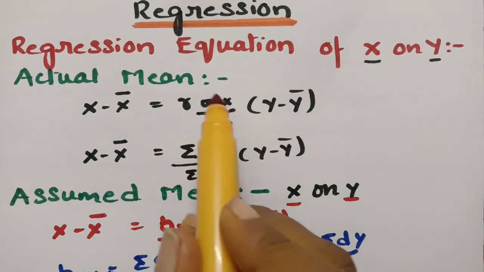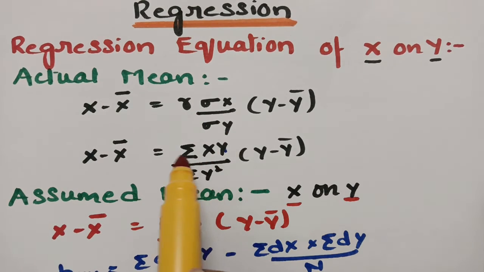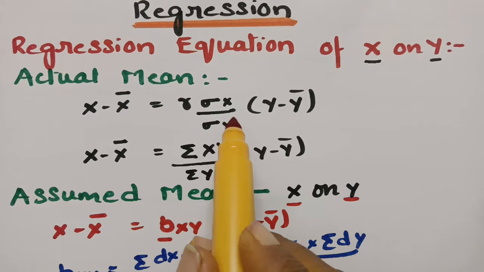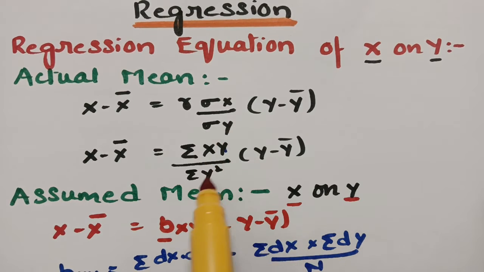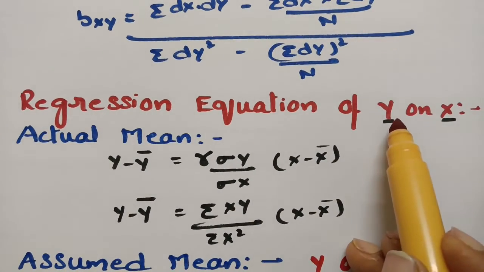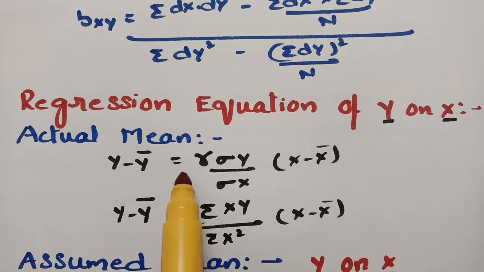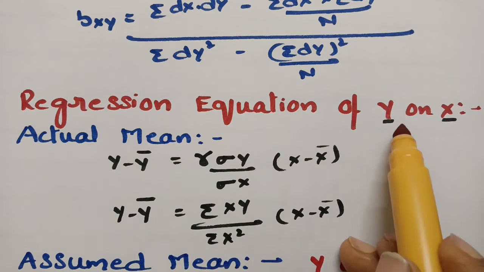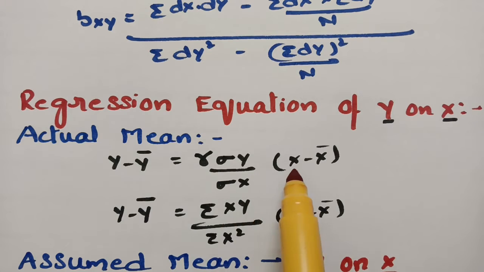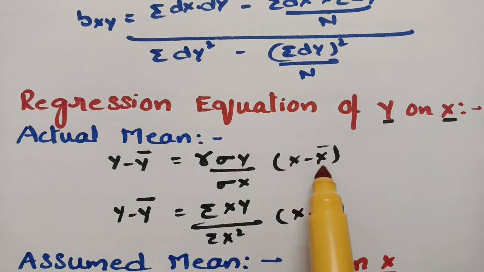In this place, we can substitute sigma xy, so we have to make a product out of this. What is in the denominator here? y, so we make it sigma y square. Clear? The regression equation of y on x is also very simple. We start with y: y minus y bar is equal to r of y on x, sigma y by sigma x, into x minus x bar, closing with x.